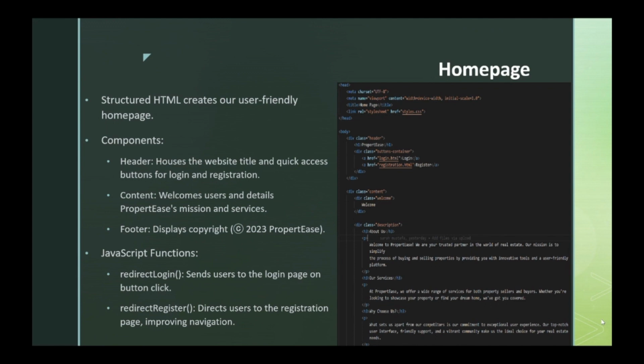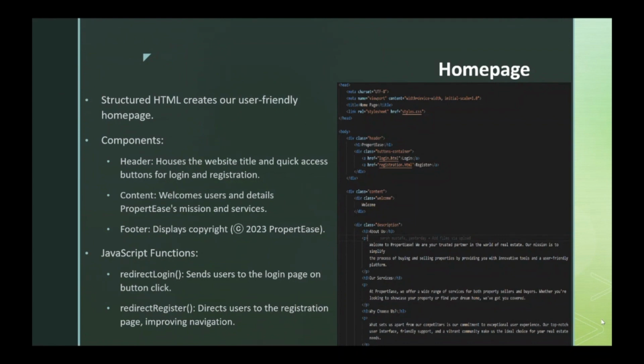The first page we have is the homepage. Our homepage is built using structured HTML, offering a user-friendly experience. Key components include the header, which displays the website title and buttons for quick access to the login and registration pages. Content, which features a welcoming message, a description of the website, and mission services. And then we also have a footer, which displays the copyright information.